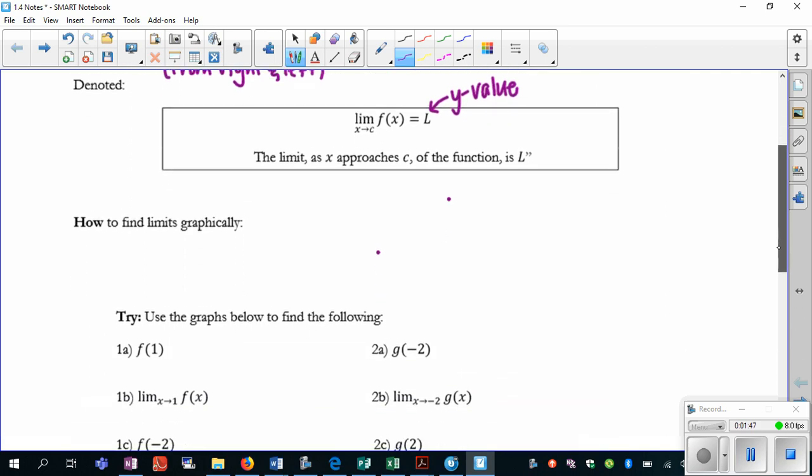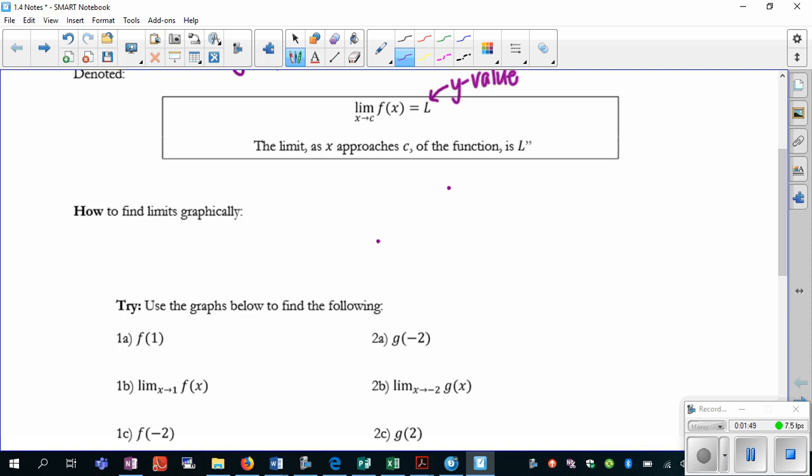How to do this, there are some steps to write down. I'm going to start up top here so we have enough space. So the first step is draw a vertical line through the x value of c, so through x equals c. Basically, whatever the limit is approaching is the value you'll want to draw a line through.